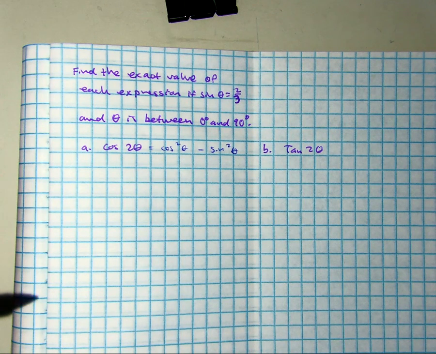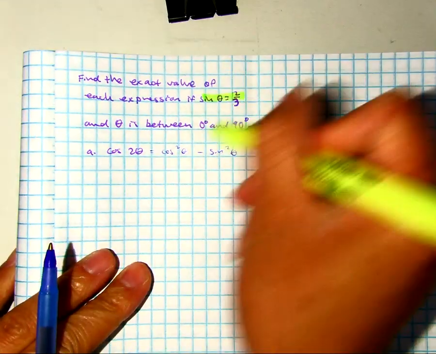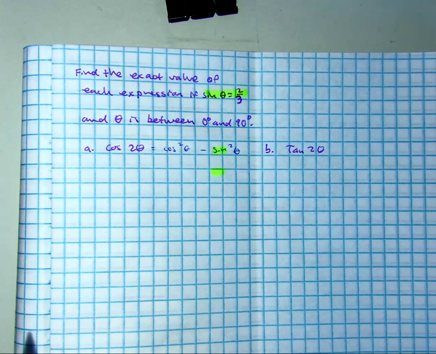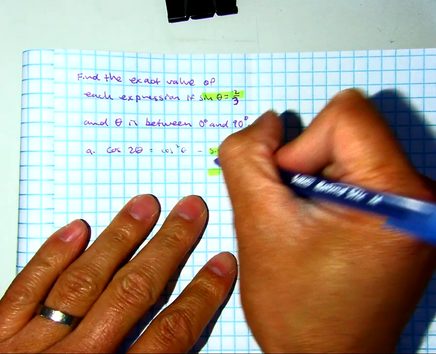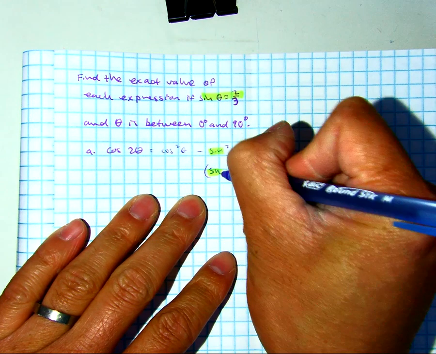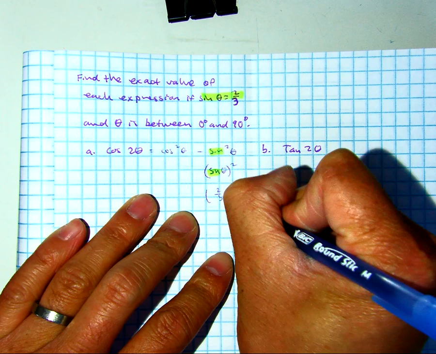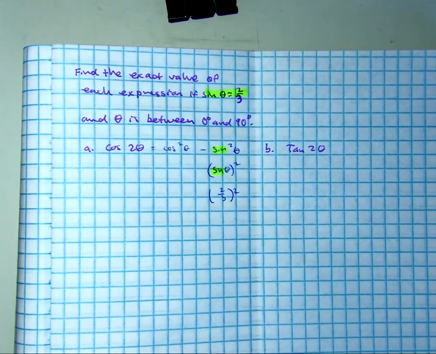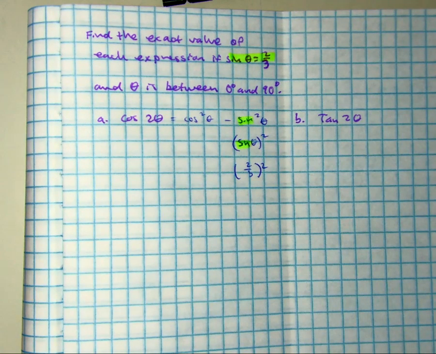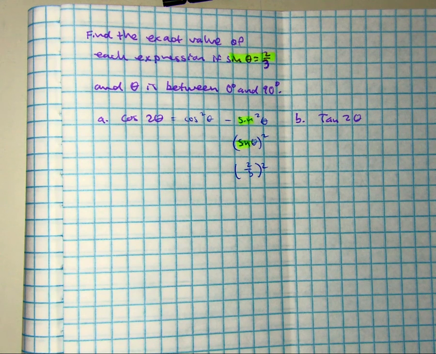Does that make sense? Like we have sine, and I can put it in there. Whoops, why did I do that? 2/3 squared. But we need to find cosine. So here, what would you do? Find cosine. How would you find cosine?